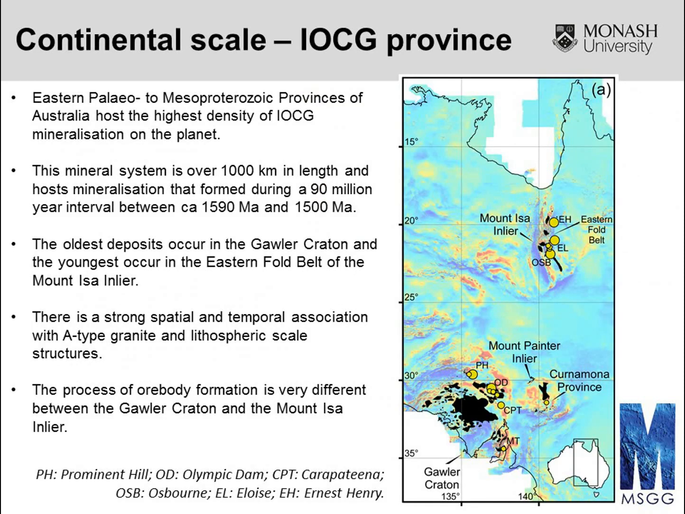So there's a distribution of, this is basically eastern to central Australia. That's the Gawler Craton down there. This is the Curnamona province, and this is the eastern fold belt of the Mount Isa inlier. And the yellow circles there are all the IOCG provinces. It's basically 1,000 kilometres in length in present day coordinates, and the mineralisation from the youngest one here into the Gawler Craton to the oldest one up here is about 90 million years. People have often speculated whether it was the same province, and we went out to test that because of the similarities in the mineral systems.